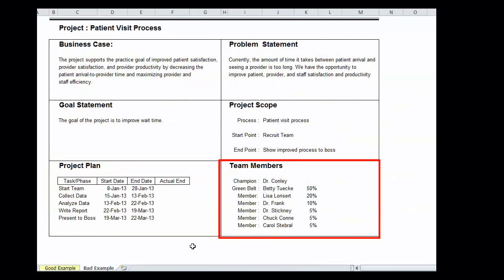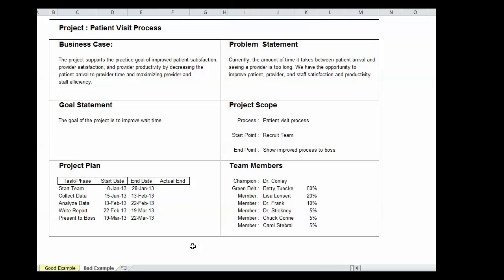Lastly, under team members, the green belt is part-time. That's to be expected. The size of their team is appropriate. But what's missing here is we don't see a sponsor. Sometimes the champion and the sponsor are the same person, in which case we should note that. Otherwise, we appear to be missing that.